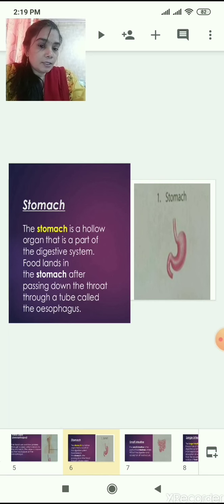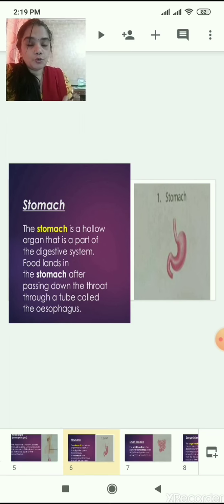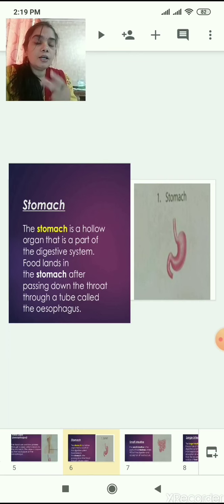So that is the stomach. It is a hollow organ that is part of the digestive system. Our food lands, after passing down the throat, in a tube called the esophagus. Then what happens after the food is landing in the stomach? What does the stomach do? It starts dancing. That is, it starts churning the food.